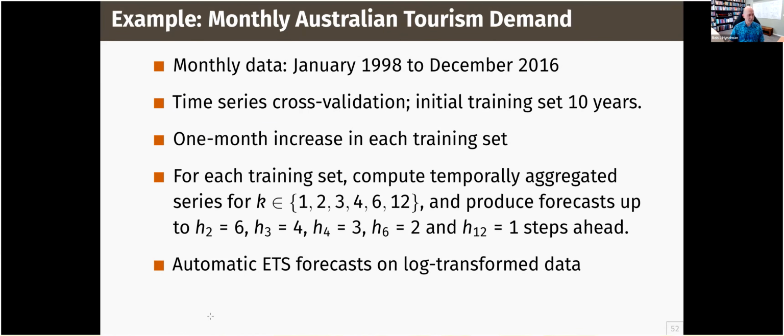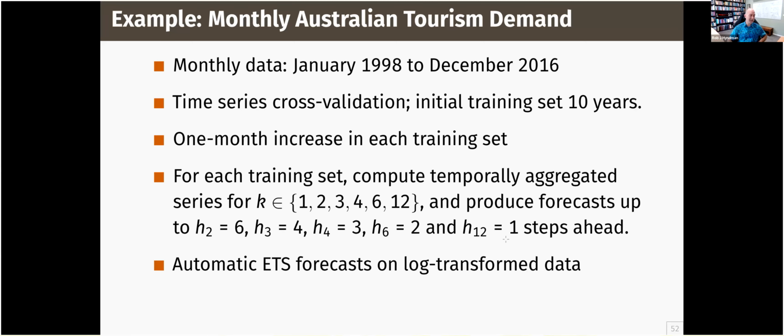So this is all of my factors of the period 12, and this is how far ahead I'm forecasting. So for 2 monthly data, I'm forecasting 6 periods ahead, because that gives me a year. For 3 groups of 3, which is quarterly data, I'm forecasting 4 steps ahead, which gives me a year, and so on. And the monthly data, the annual data, I'm going to forecast 1 step ahead, because that's a year.